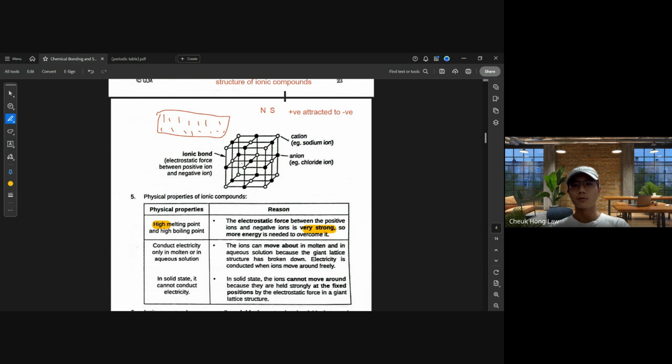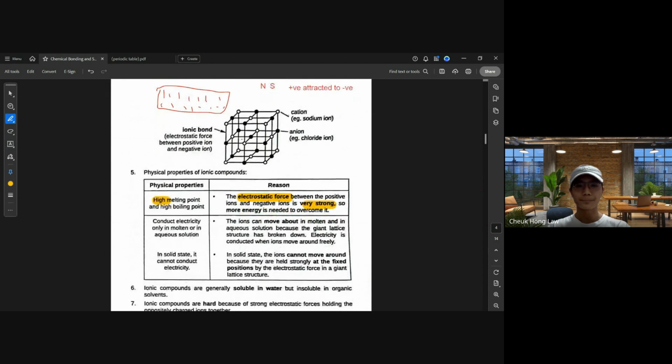Think of it like you lifting weights in the gym. When you lift weights, the heavier the weight, the harder it is to lift, right? So it requires more energy. Same thing for this. There is a strong electrostatic force between the positive and the negative ion. So since it's very strong, it requires a lot of energy to overcome the force. That's why ionic compounds have high melting and boiling point. Okay.